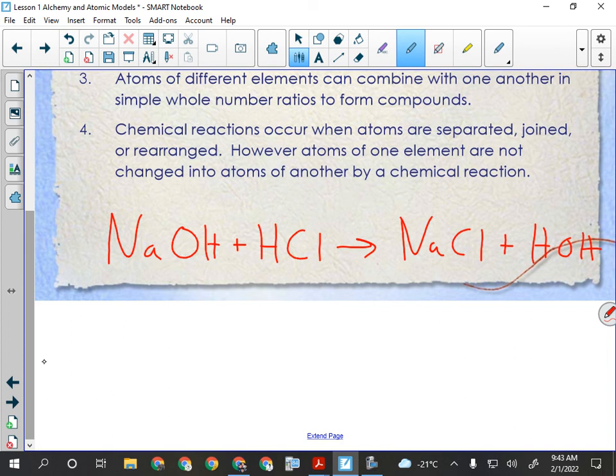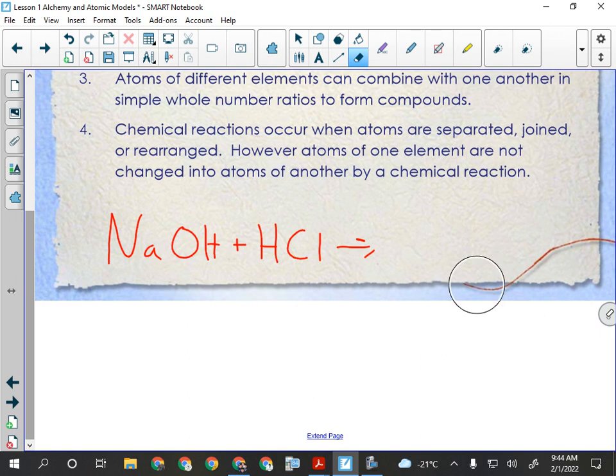And on this side, I have sodium, chlorine, hydrogen, oxygen, and hydrogen. I haven't changed what I have. I've rearranged them, but I haven't changed anything. I haven't created something from nothing. Okay? What the alchemists thought they could do was this. I'm going to take these 2 things and make gold. No, you can't. Okay? That's not possible. I can't change these elements into that element.